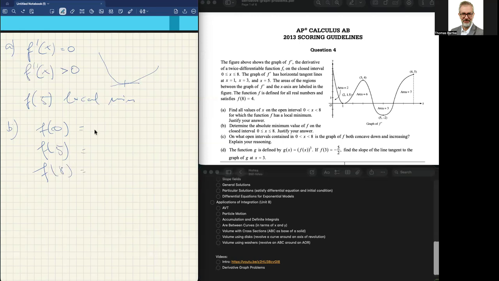So we're going to have f of 0 is equal to f of 8, which is given, so that's 4. And then we're going to say plus the integral from 8 to 0 of f prime of x dx. Okay, so that is the formula for it. And then you can just count it from here.